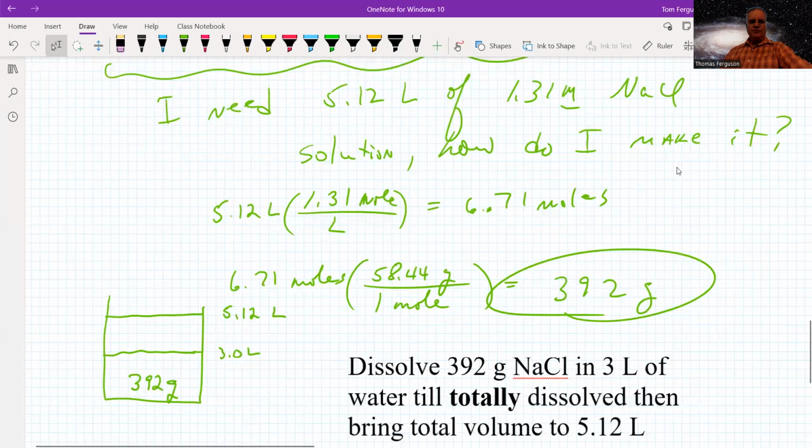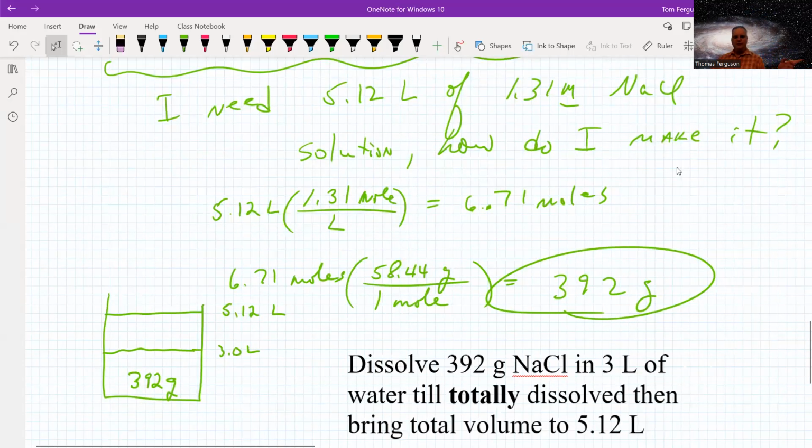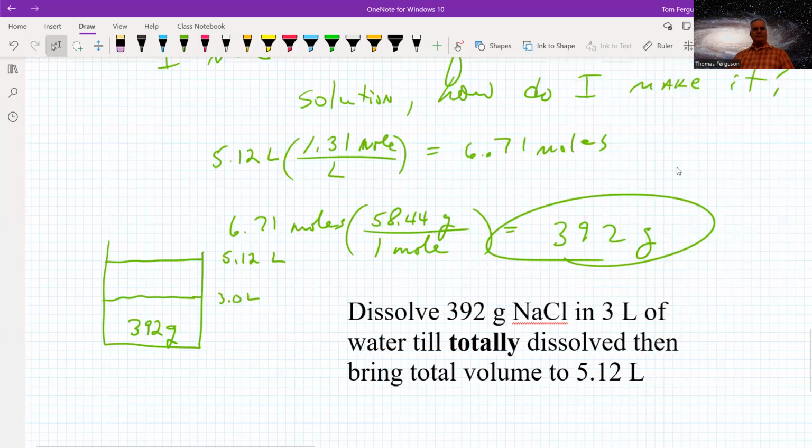This one, I want directions. So I'd go through here. Multiply the volume times the concentration, gives me moles, convert the moles to grams. And then I'm going to say dissolve 392 grams of sodium chloride in 3 liters of water till totally dissolved, then bring the volume up to 512.